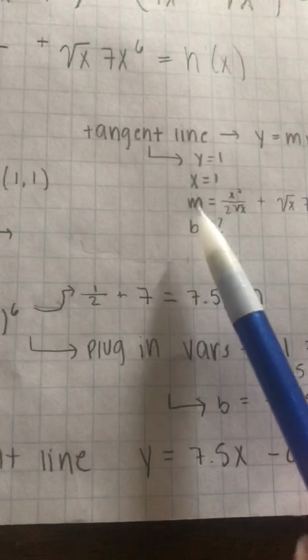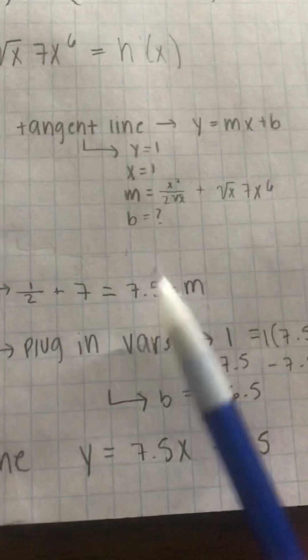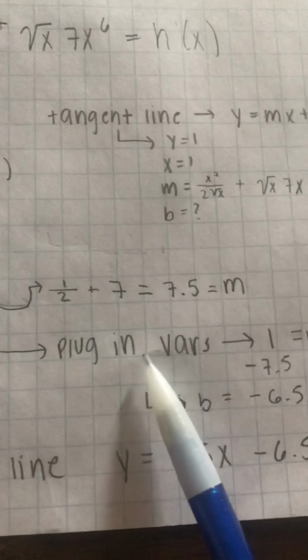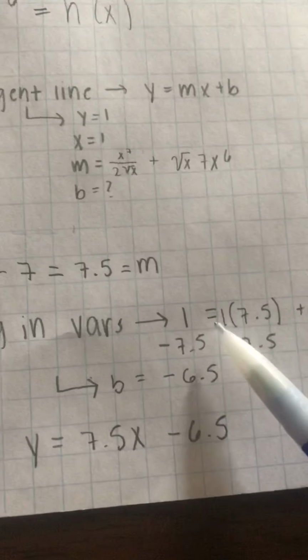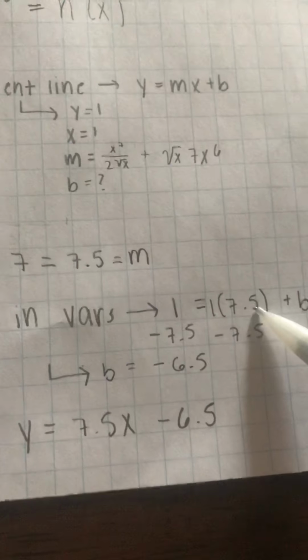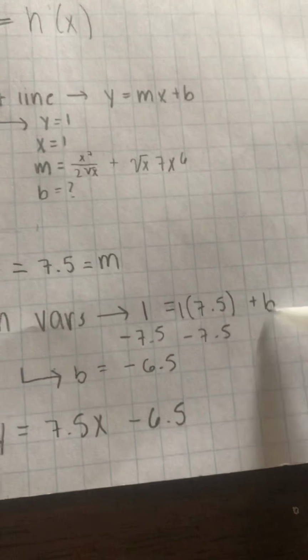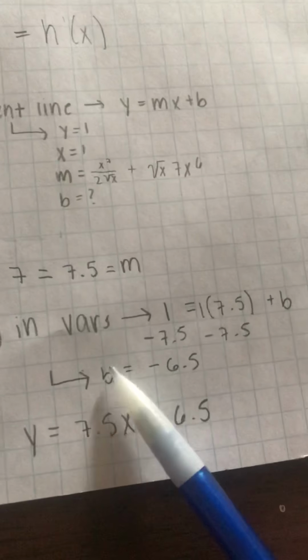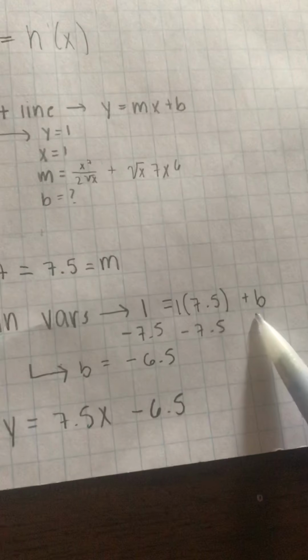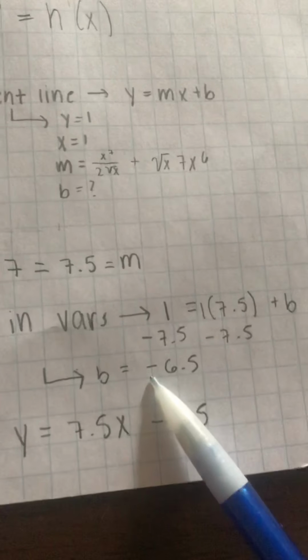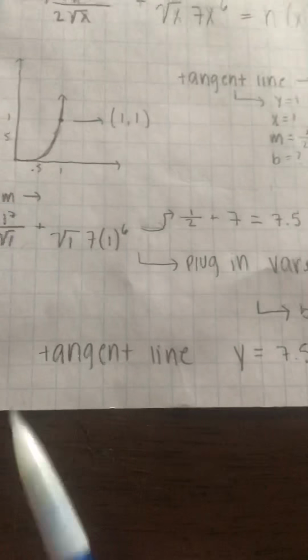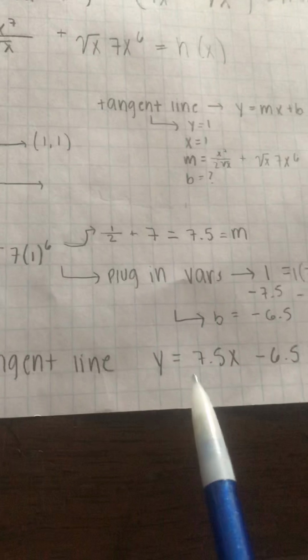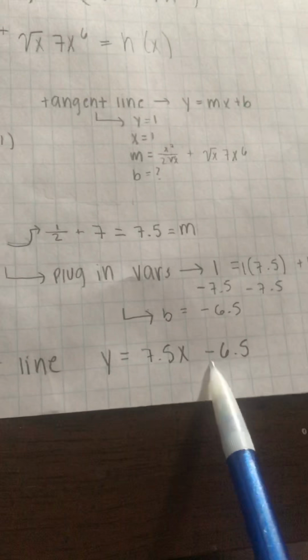So now I'm going to plug in all my variables now that I have m as an actual term, and I'm going to try to solve for b so I can have my line. So I have 1, which is y, is equal to 1, which is x, times 7.5, which is m, and I'm going to add b. So 1 times 7.5 is 7.5. I'm going to subtract it from both sides, so that way I can get b alone. So b is equal to negative 6.5. Pretty simple. Then I'm going to add that back in. Now that I have everything I need, my tangent line is y is equal to 7.5x minus 6.5.